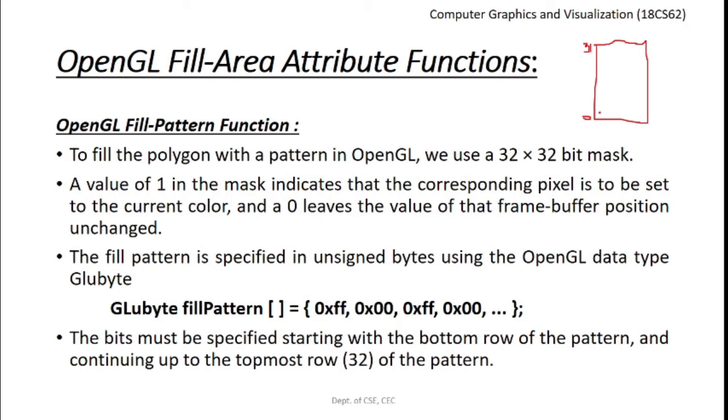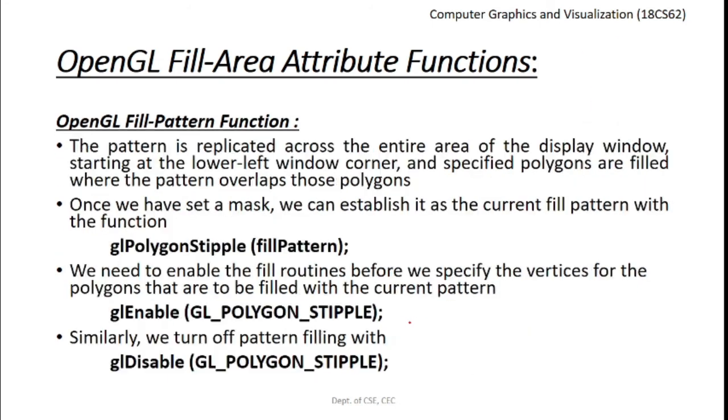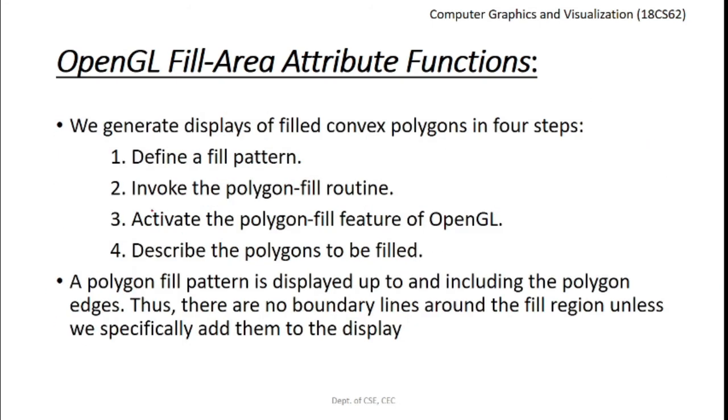Okay, we have 32 rows and 32 columns here, right? So we first start filling the values for this particular 0,0, 0,1, 0,2, and so on. We first specify the bits starting from the bottom row of the pattern, continuing up until we reach the 32nd row. So this array should contain 32 by 32 values.